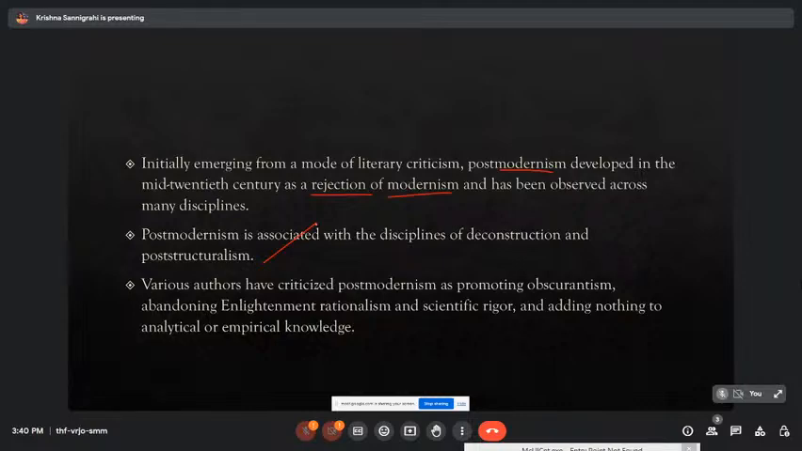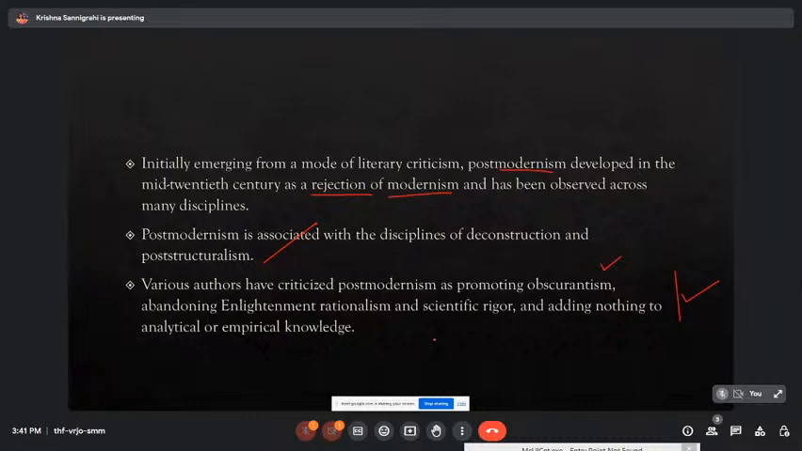So, various authors have criticized postmodernism as promoting obscurantism, that is, being obscure, abandoning enlightenment rationalism and scientific rigor, and adding nothing to empirical or analytical knowledge. Now, as it is for all the theories, it can never be absolute. There will always be questioning, there will always be criticism. And the main allegation against them was that they were making things very obscure because they were questioning any absolute idea, making things difficult to find meaning. And they were not adding much to analytical empirical knowledge because they were questioning the absolute facts which were registered earlier, right?